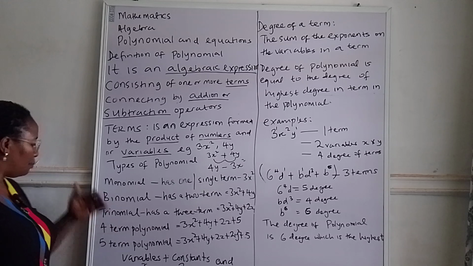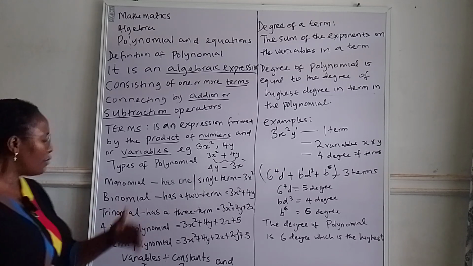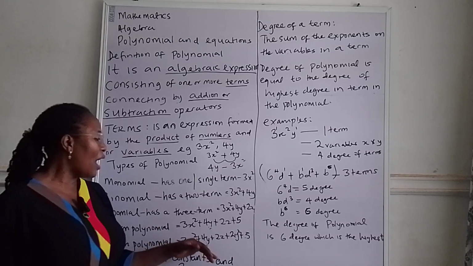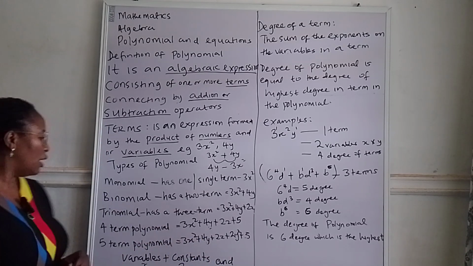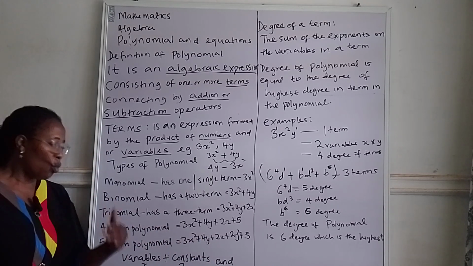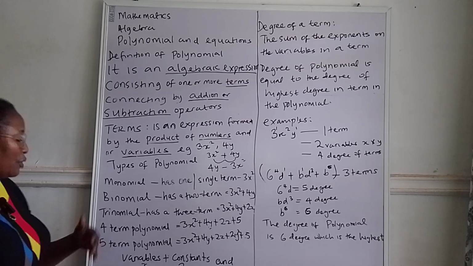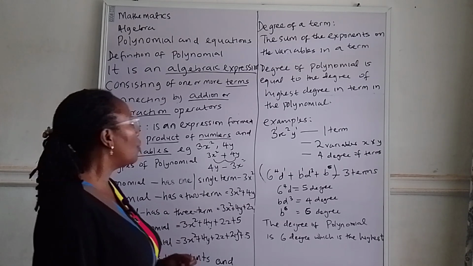So we have a 6-term, 7-term, or 10-term polynomial, depending on the number of terms that we have in the equation. That will determine the number of terms. So we have 6 terms and so on and so forth.